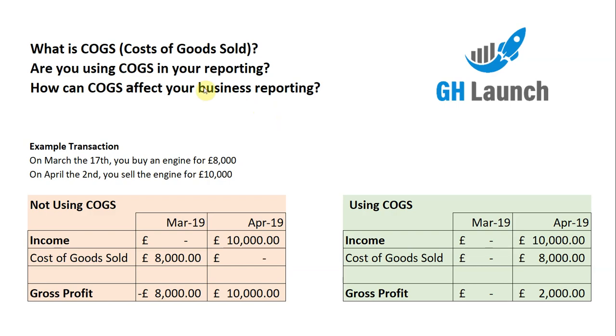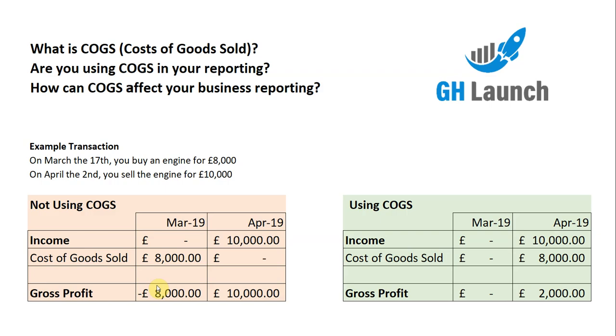So I want to look at an example of just how badly this can affect your reports. In this example transaction, on the 17th of March, you purchase an engine for £8,000, and on the 2nd of April, you sell the engine for £10,000. Now, referring back to the method that I've just mentioned that you are possibly using, you will enter the purchase invoice on the date that is on the invoice, which is correct, but you will enter it to purchases. So therefore, the cost to the business on the day you enter the invoice is £8,000, and that was in March. So you can actually see that the business actually lost £8,000 in March.